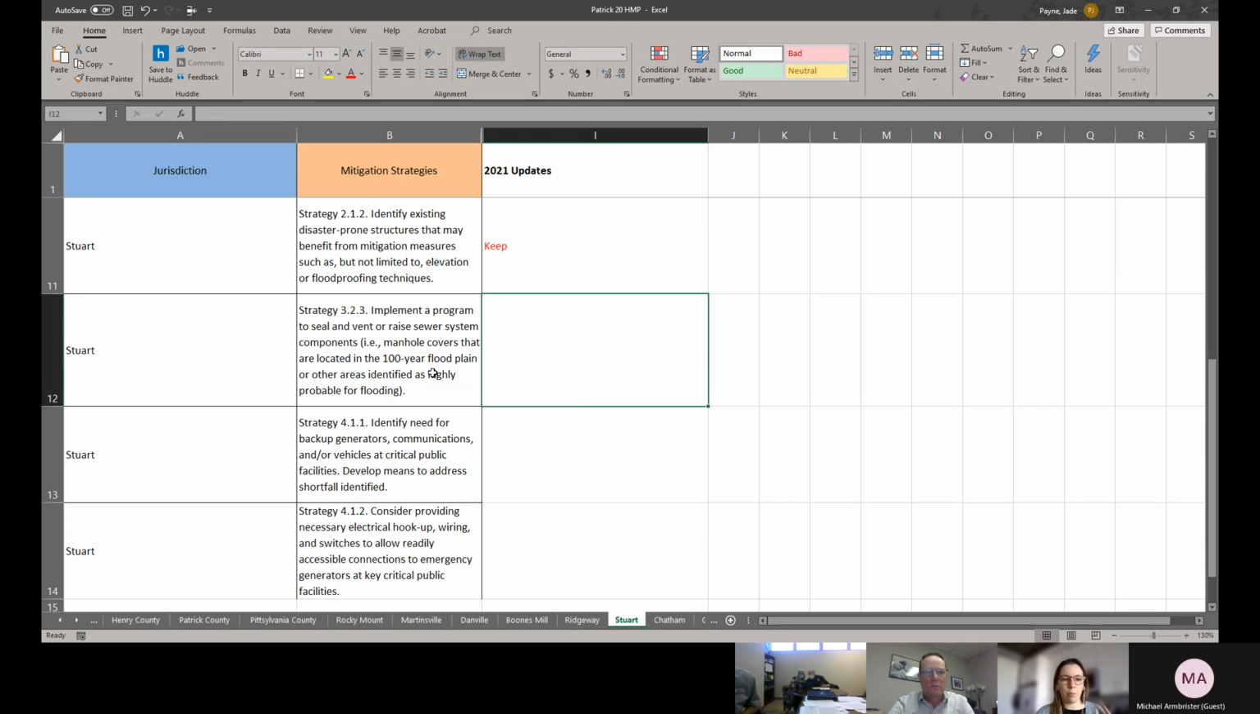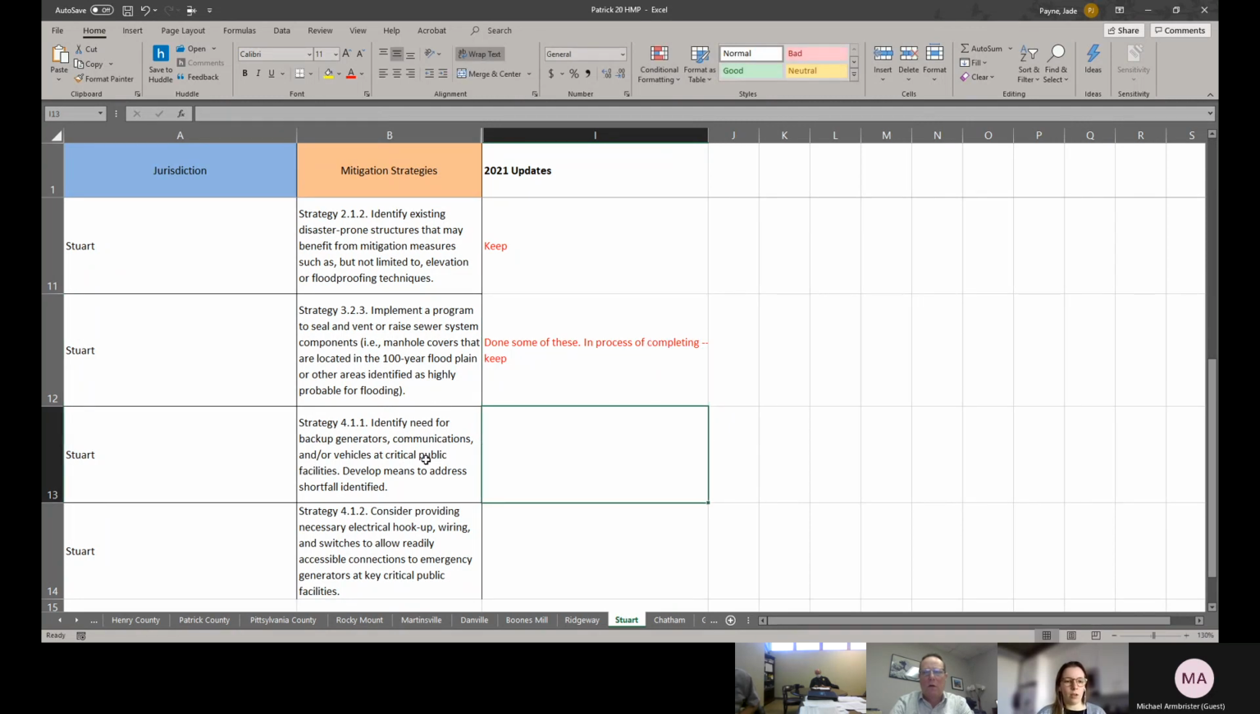Next one, strategy 3.2.3, implement a program to seal and vent or raise sewer system components, such as manhole covers that are located in the 100-year floodplain or other areas identified as highly probable for flooding. Now, we have done some of those, but we're in the process of trying to complete that. So fair to say partially complete, keep in there for the next 5 years? Yes, sir.